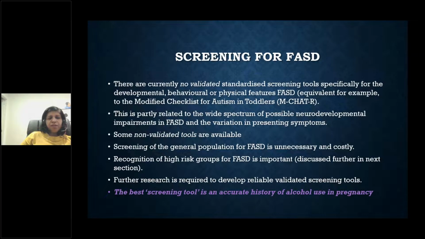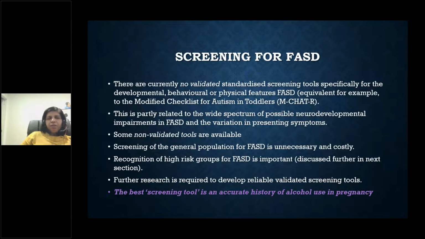In terms of screening for FASD, there is no validated standardized screening tool which we can use, but it does involve some specific assessments, which could include developmental assessments, behavioral assessments, taking into consideration the physical features, and also doing questionnaires or formal assessments to assess the cognitive functions depending on the age of the child. The other thing is the wide spectrum of possible neurodevelopmental impairments in FASD, which are present in variable percentages. So it is really difficult to get validation.